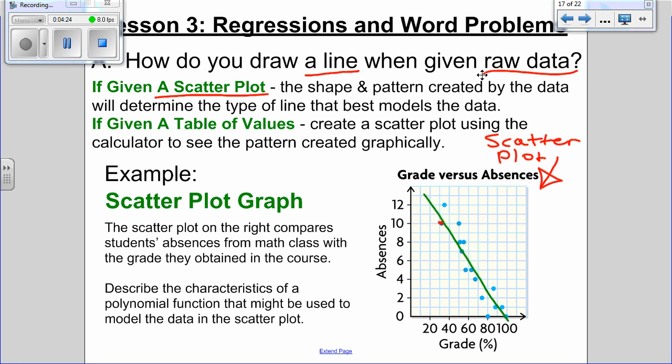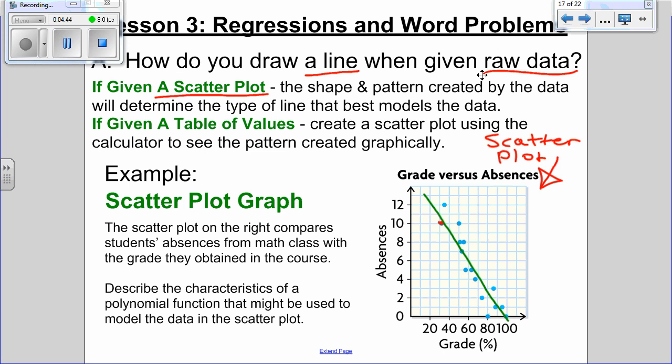Yeah, that's a good way to look at it. It's like, where would the average person land? We can use these lines to interpolate or extrapolate information. Okay, so that means we can use this line to find information.